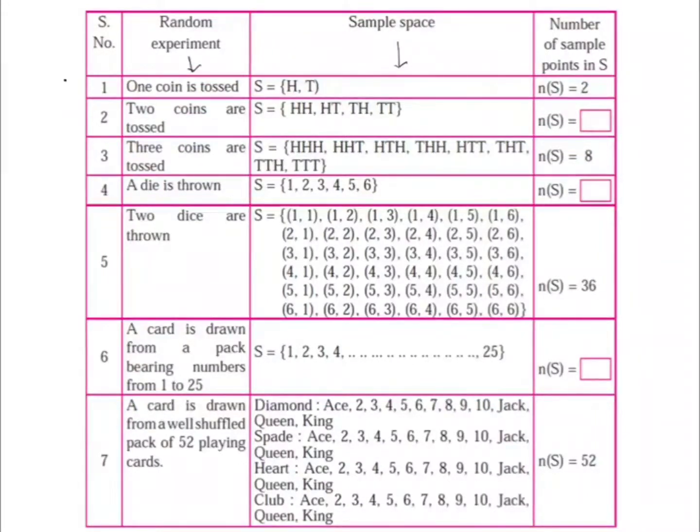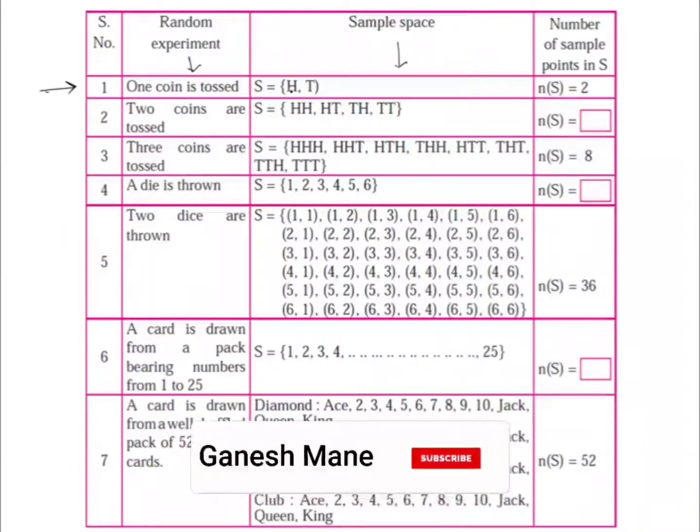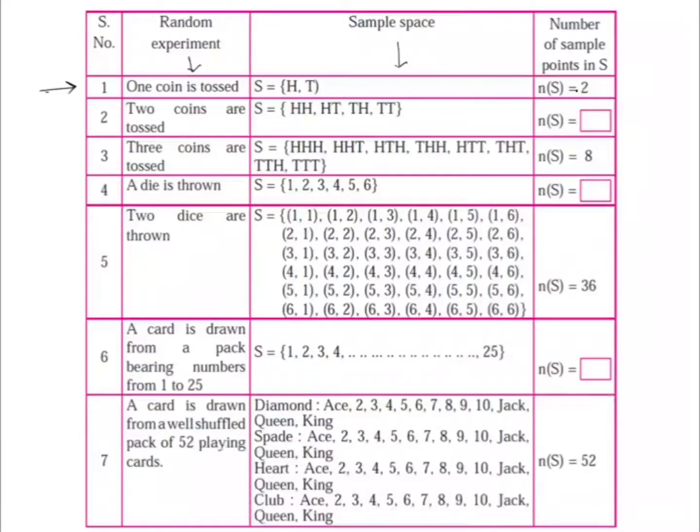So for example, if we consider the first one, the first random experiment is one coin is tossed. So whenever one coin is tossed, we can get two possibilities. On the upper surface, either we get head or tail. So these are the only two possible outcomes. That's why in sample space we have only these two sample points, H or T. So in all, two sample points are there, therefore here n of s is equal to 2. So this is for the first random experiment.